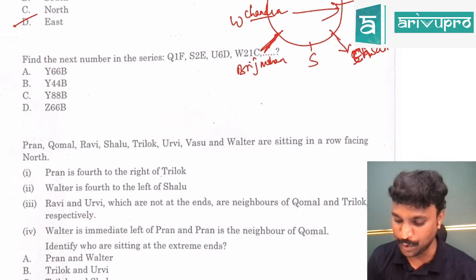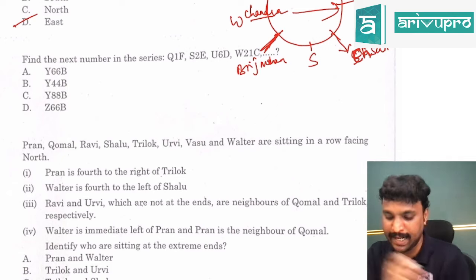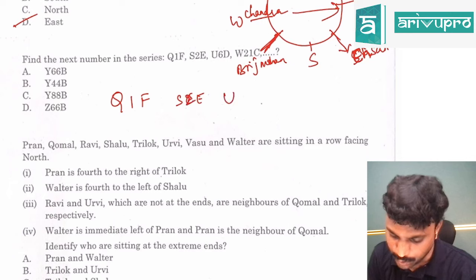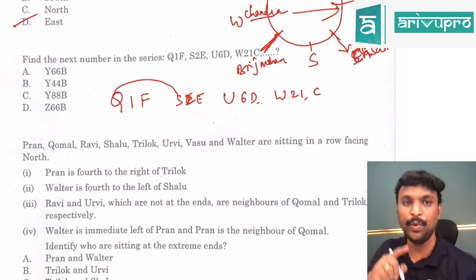Q1F, S2E, U6D, W21 and C. Guys, if you look at Q1F, S2E, U6D, W21 and C. Guys, Q2S, it's gonna be what?